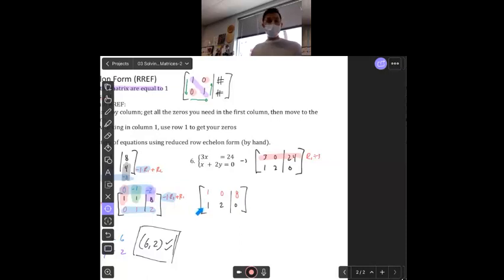Okay? So Aiden brought up a really good point. We can't just take 1 away, because that's not a 1. That's a 1x. It stands for something. So I can't take 1x minus 1 and get 0. I need to take an x minus an x, or x plus a negative x to get 0. So I'm going to take negative 1 times row 1, and I'm going to add it to row 2.